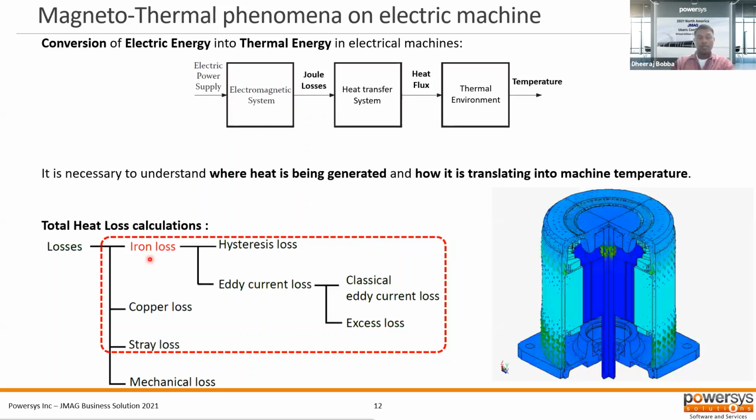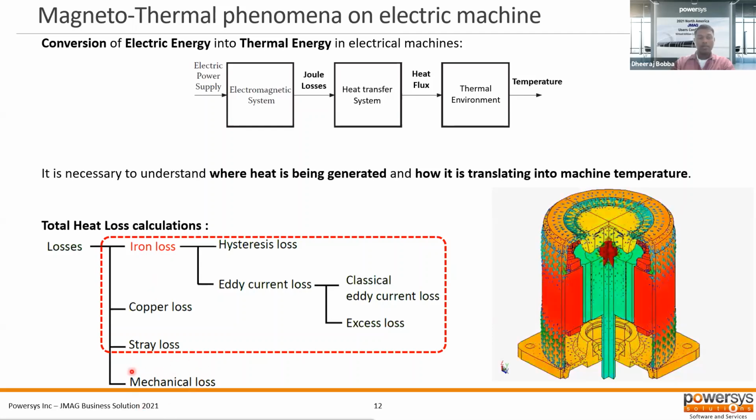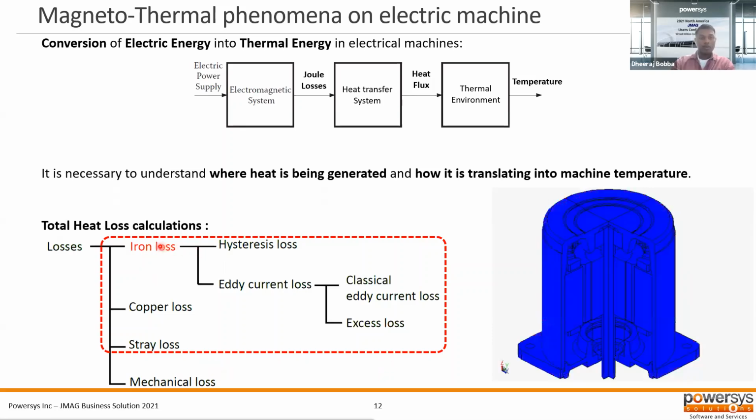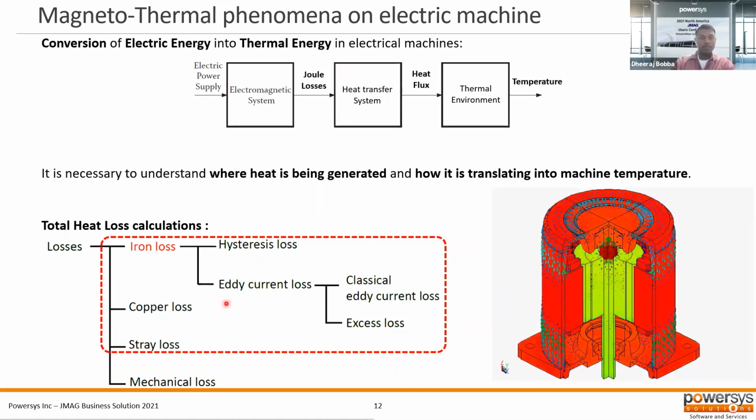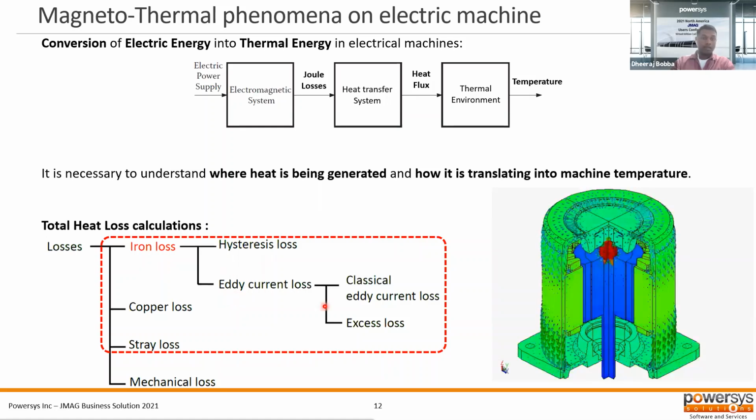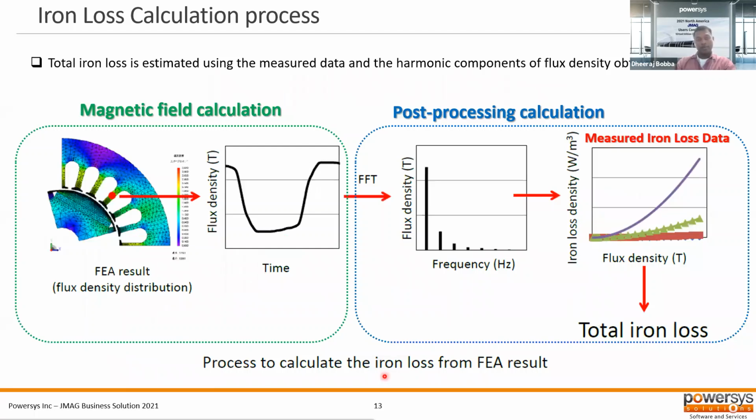Like I said, there are different types of losses that we should be considering. Mechanical losses are not a part of the electromagnetic system, but these need to be added externally for the total thermal analysis. But we have iron loss, copper loss, and any stray losses. In this case, iron loss is a summation of the hysteresis loss and eddy current losses inside the lamination. And of course, eddy current loss also includes both classical and excess losses as well. So, as I said, I'll be focusing on the iron loss calculation process quickly in a couple of slides here.